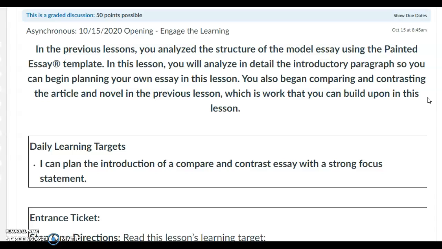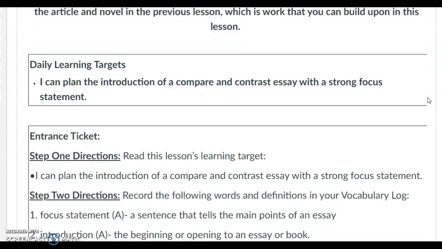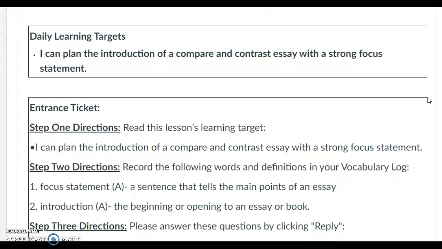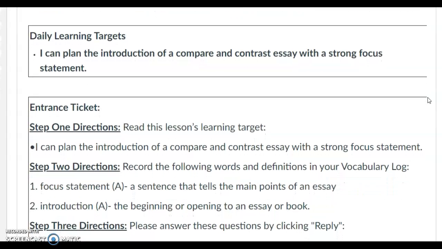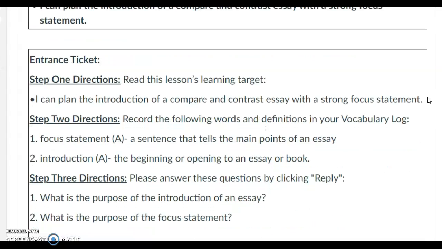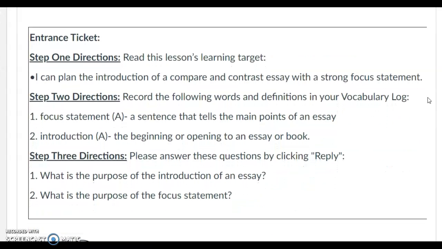You also began comparing and contrasting the article and novel in the previous lesson, which is work that you can build upon in this lesson. So that just explained what we did in the last 2 days of class. Our learning targets for today are: I can plan the introduction of a compare and contrast essay with a strong focus statement. And our entrance ticket for today are 3 different directions.